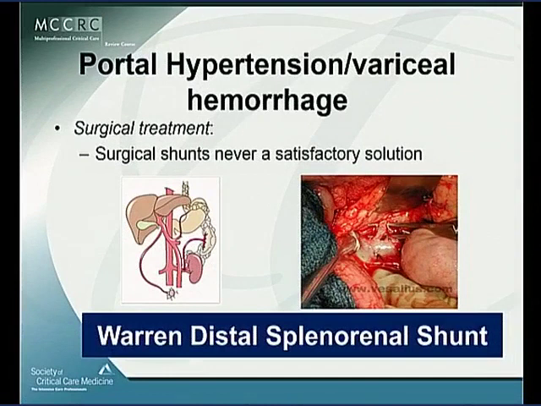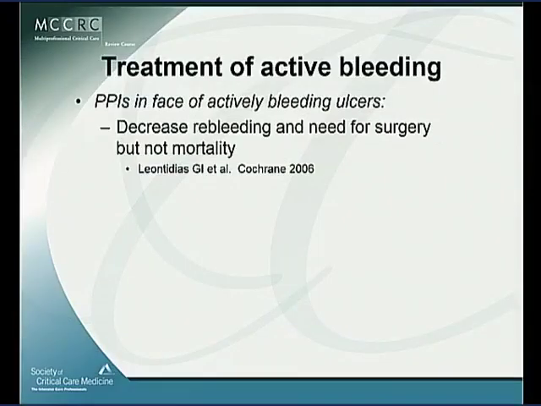These were awful years ago when we used to have to do these, the surgical solution. They're never satisfactory. The one potential thought about surgery in these patients is the isolated patient with a splenic vein thrombosis. Actually, a splenectomy may be, God forbid, if you have to operate on them, beneficial in these patients. So what do you do in terms of active bleeding in general patients?